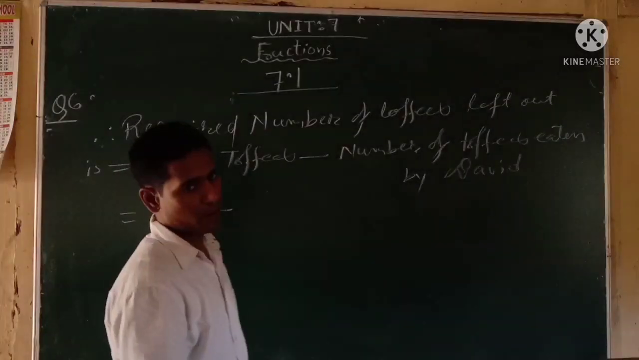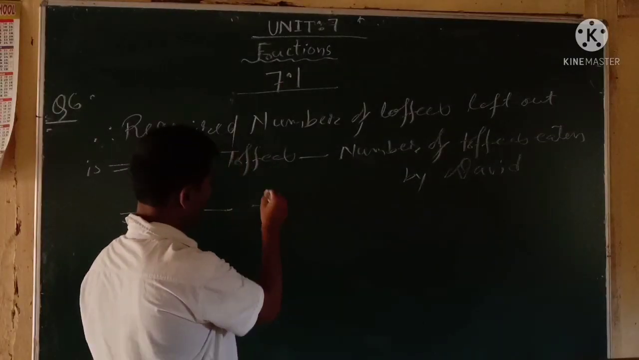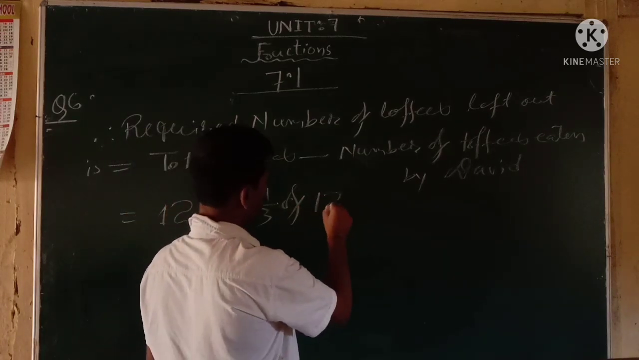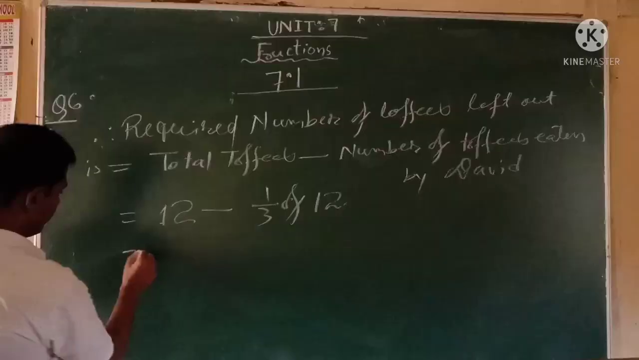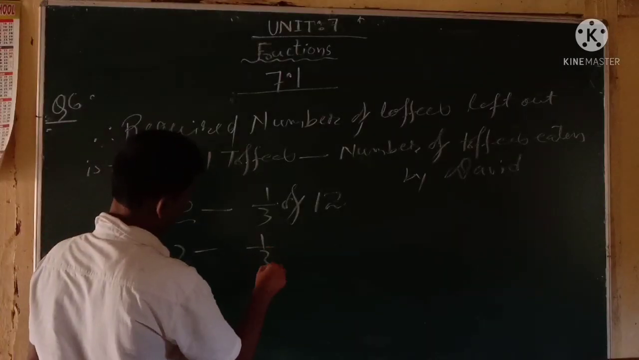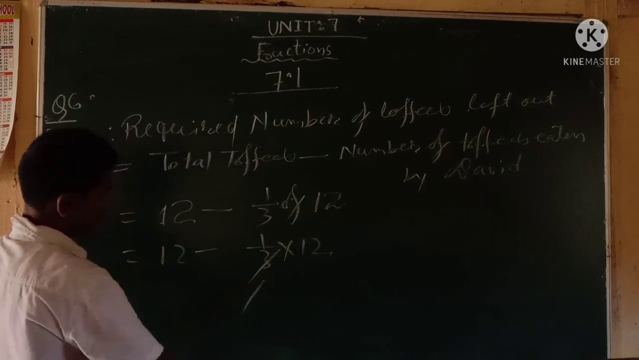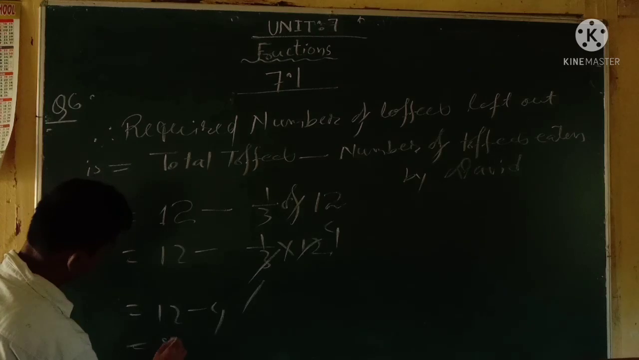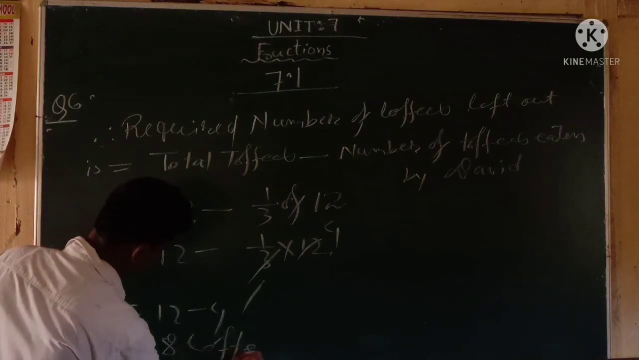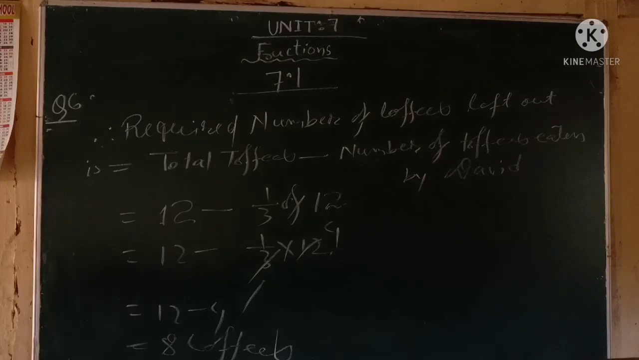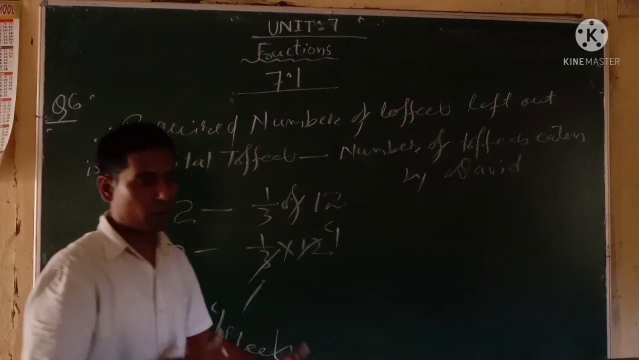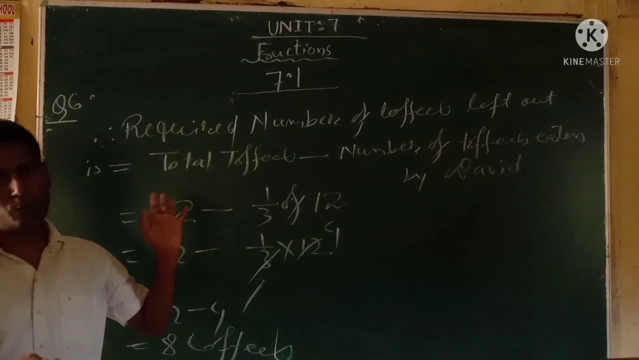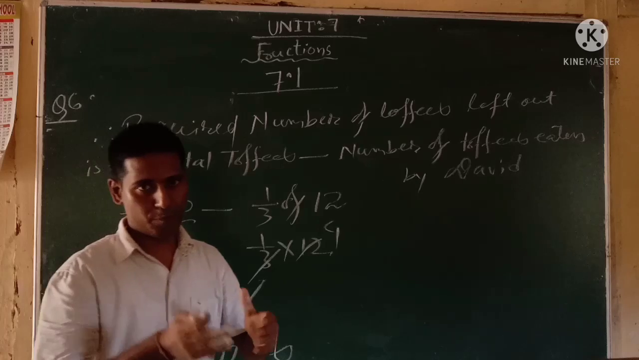We don't know the number of toffees eaten by David, but we know the share, that is 1 by 3. So 1 by 3 of total toffees means 1 by 3 of 12. Okay, now 12 minus 1 by 3 into 12. Now 3 times 1 is 3, 3 times 4 is 12. Now 12 minus 4 equals 8 toffees. Directly with one step, we can solve this question. But since you are a novice, you may get confused if I show you directly. So I have solved the question step by step. Okay.